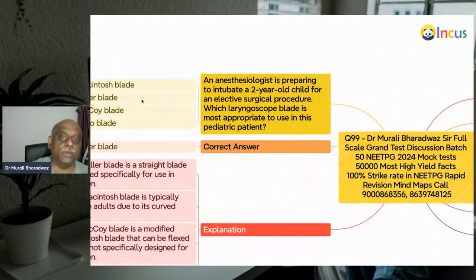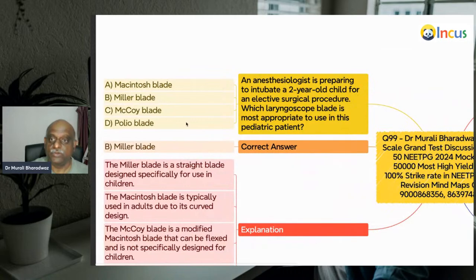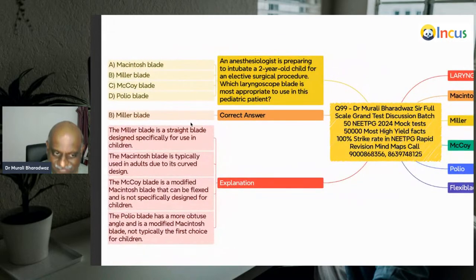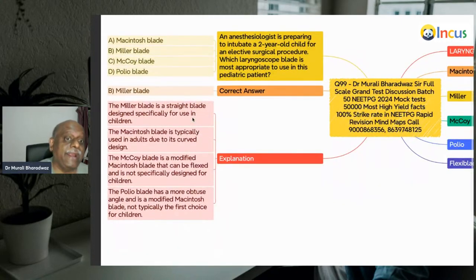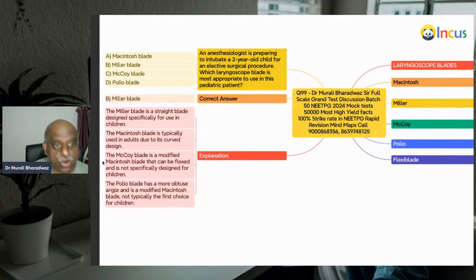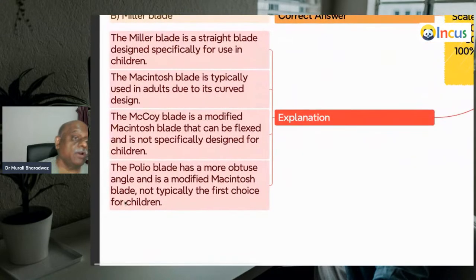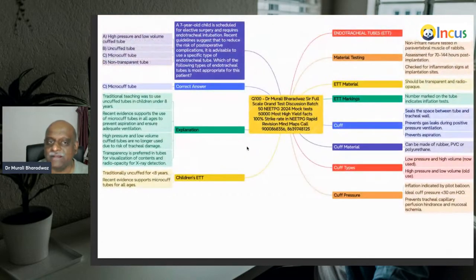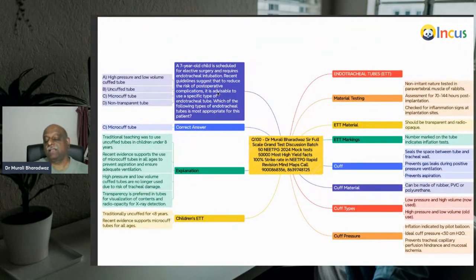Anesthesiologist is preparing to intubate a 2-year-old. Which laryngoscope blade is most appropriate? Miller blade is a straight blade designed for children. Macintosh blade is typically used in adults because of the curved design. McCoy blade is a modified Macintosh that can be flexed. Polio blade has a more obtuse angle. So you need to know all these blades. If not, the examiner will cut your throat with a topaz blade.